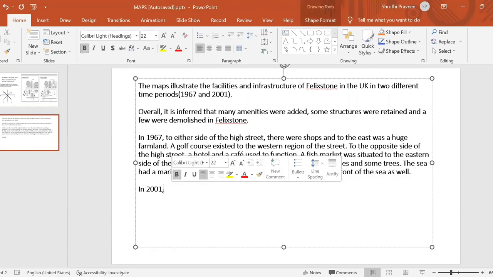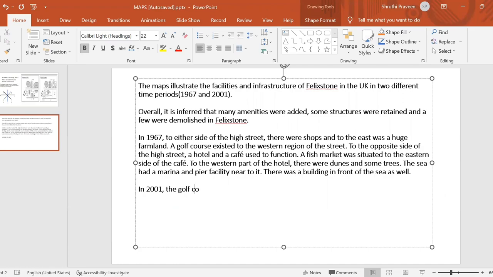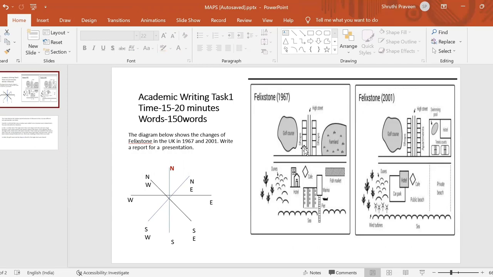In 2001, the golf course and the shops on the, you can write eastern, western or left, right. Okay, so I'm going to write left of the high street was retained. Sorry, it's not left, I think. One second. This is to the right, sorry. High street, the shops to the right.